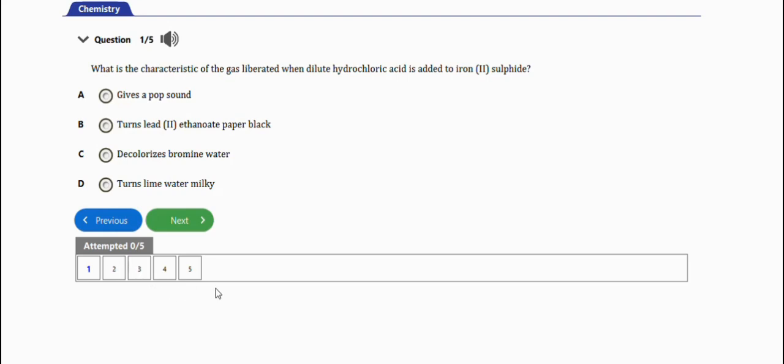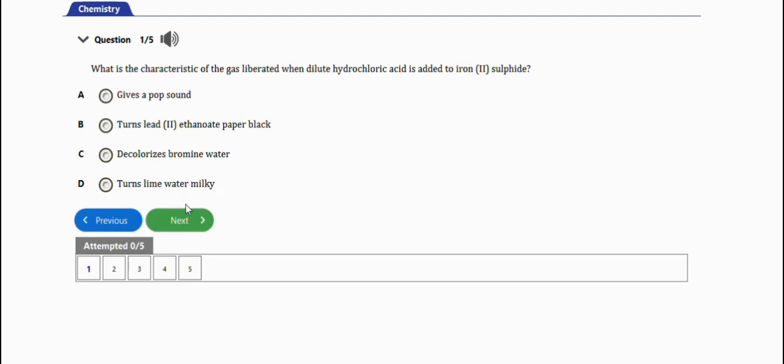The first question I have here says, what is the characteristic of a gas liberated when dilute hydrochloric acid is added to iron 2 sulfide? So we have these following options. We have option A, gives a pop sound, turns lead ethanoate paper black, decolorizes bromine water, turns lime water milky. So guys, the right option is option B, turns lead ethanoate paper black. Okay, very important. So that's it for this question.